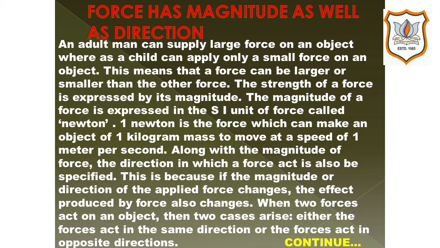The magnitude of a force is expressed in the SI unit. SI unit means the standard unit of force, called Newton. 1 Newton is the force which can make an object of 1 kilogram mass move at the speed of 1 meter per second. Along with the magnitude of force, the direction in which a force acts is also to be specified.